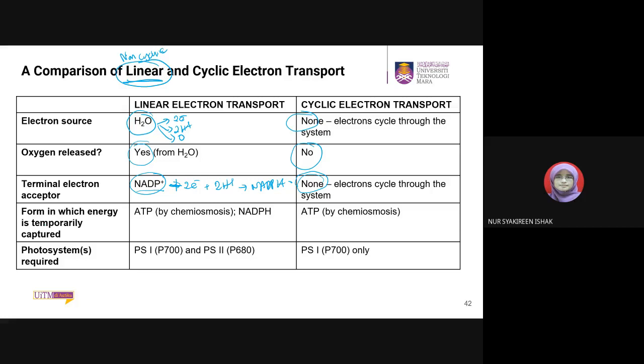PS1 balik semula ke PS1. And then for linear, form in which energy is temporarily captured, which is ATP lah. So linear produces ATP and also NADPH. For cyclic produces ATP only. For linear, involves both photosystem 2 and also photosystem 1. Cyclic only involves photosystem 1. Okay.